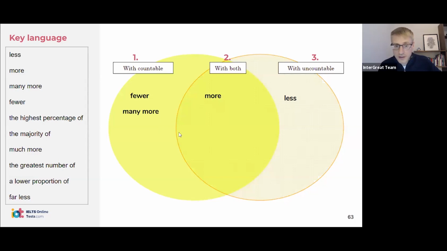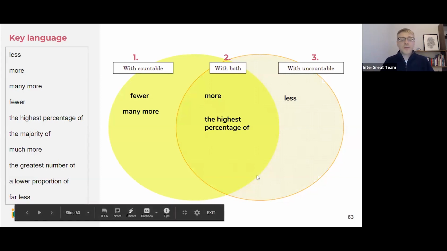Yep. What do you guys think? This one you can use with both, right? You can say, very good, Zoya and Buzena, the highest percentage of coffee, the highest percentage of cars, can be both. What about the majority of?